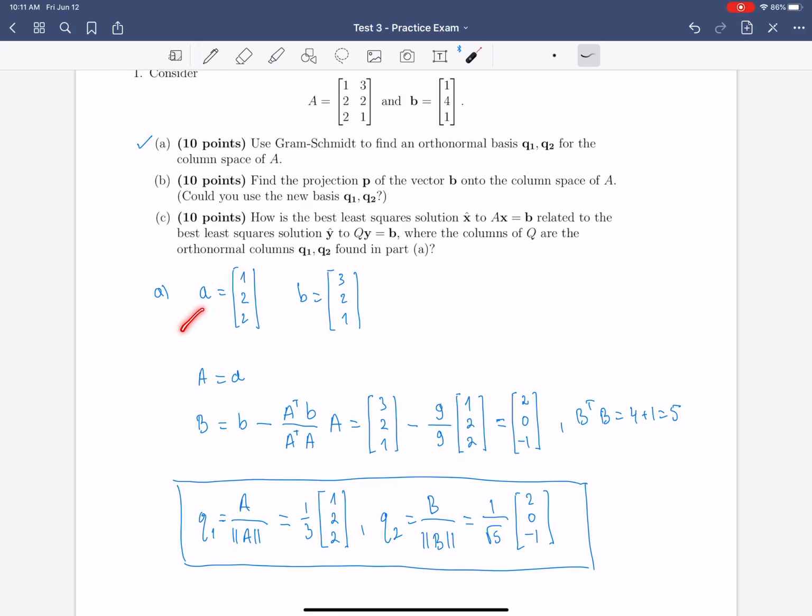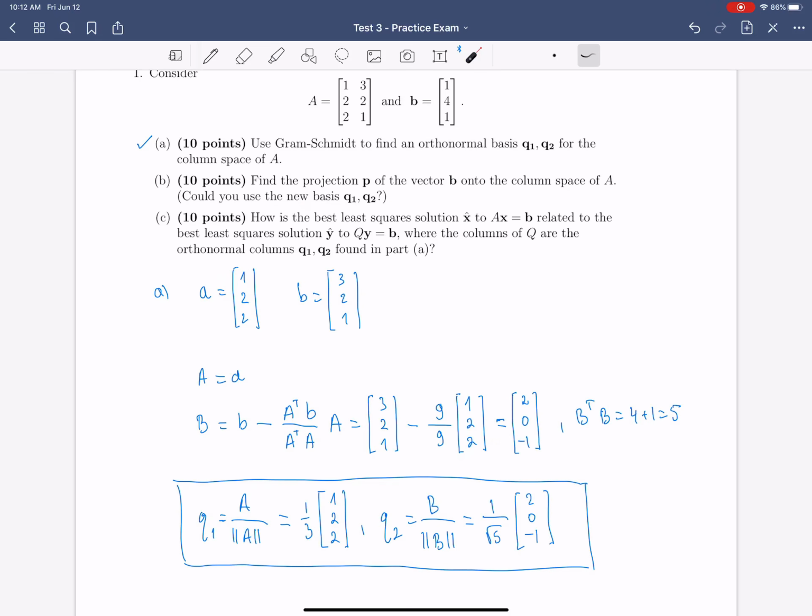Of course, you could call this a V, a lower V, this a lower W, capital V, capital W, and then do this whole thing with different letters if that's what you like to do. But if you are going to be abusing notation the way I did, make sure you understand that this A is not the matrix A and this lowercase b is not this vector B, although they both represent vectors. Okay, so find the projection P of the vector B onto the column space of A, and there is a hint here. Could you use the new basis Q1, Q2?